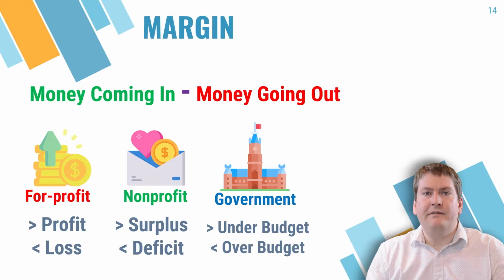For government, if they have a positive margin, we would say they are under budget. This means that they have more money to pay for additional services or enhanced services to the public, or alternatively, they could reduce taxes. If they have a negative margin, we would say that the government is over budget and would need to increase revenue by either cutting services or increasing tax revenue.